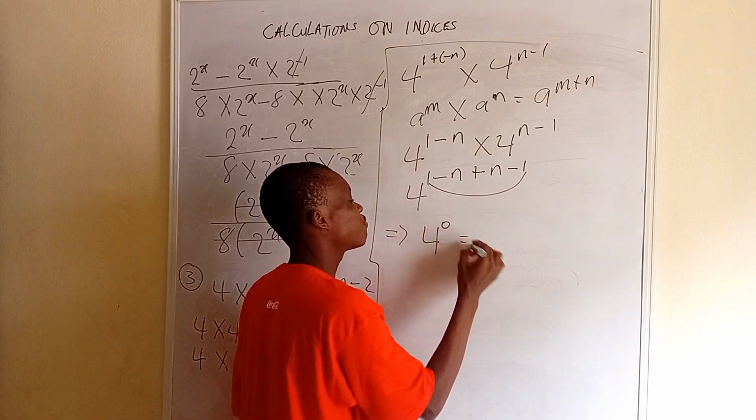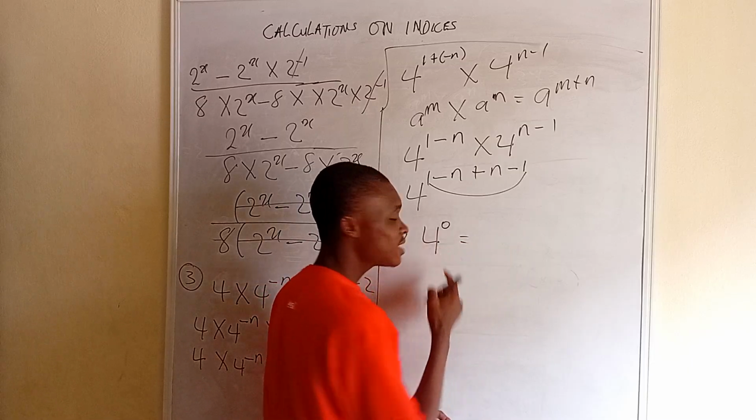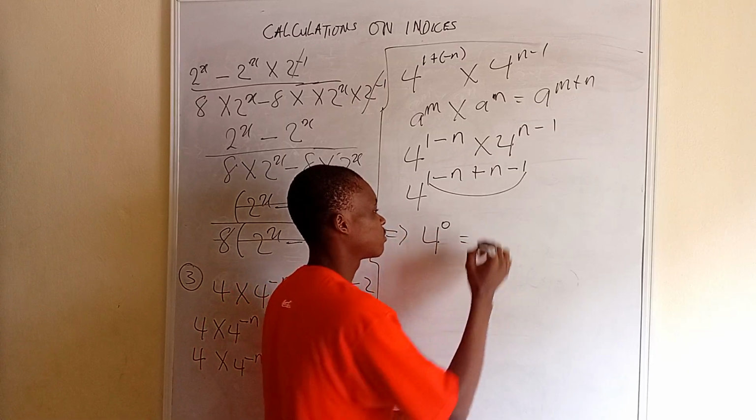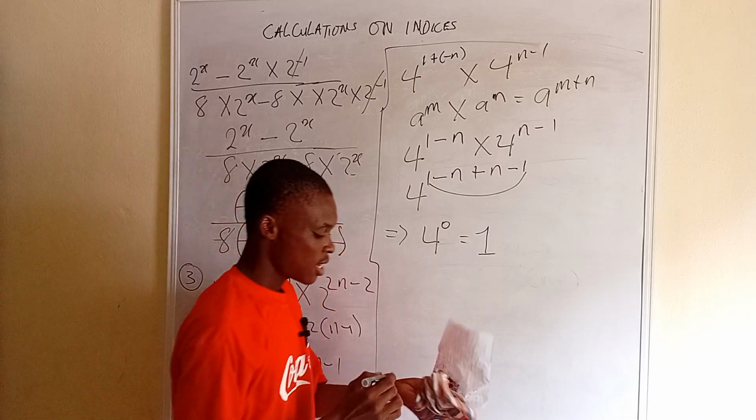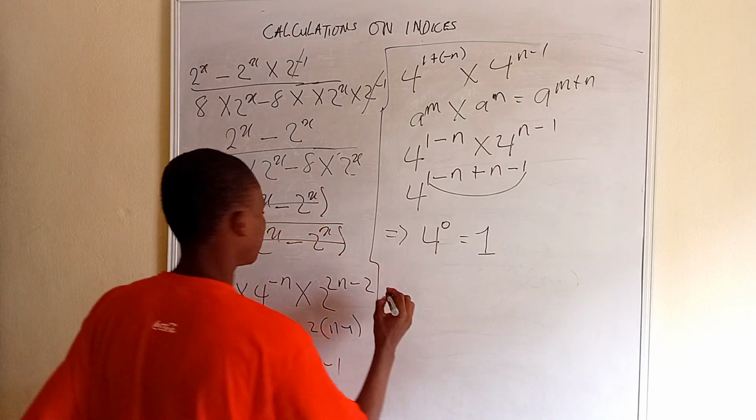So this is 4 raised to the power of 0, and from the laws of indices, anything raised to the power of 0 is what? 1. And that is the answer to that one. All right, let's take the next question.